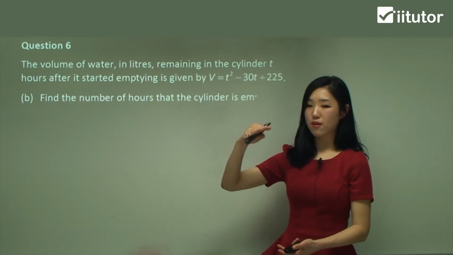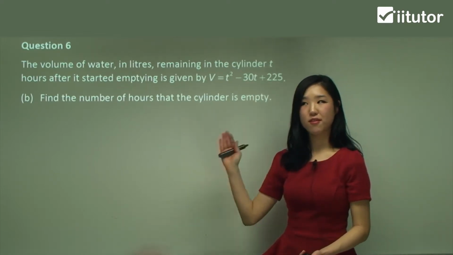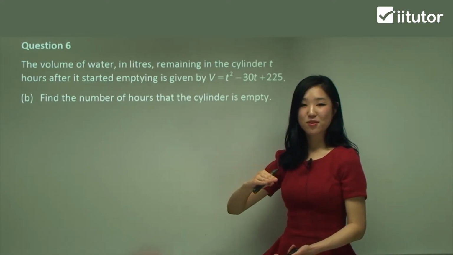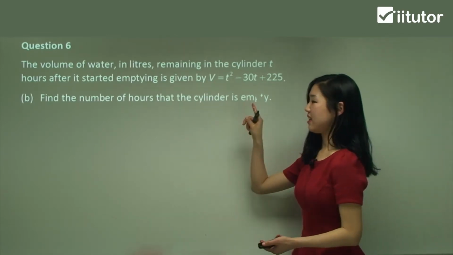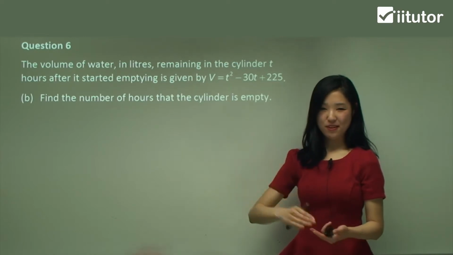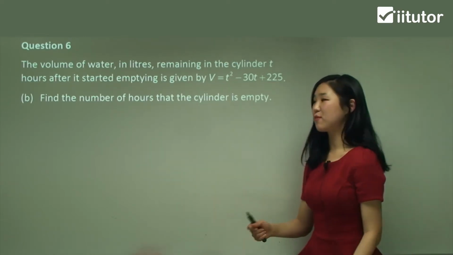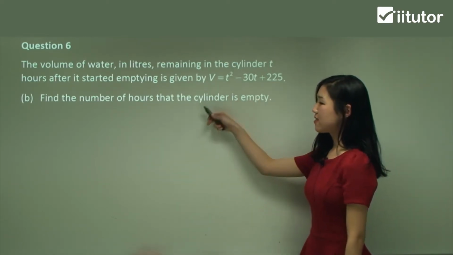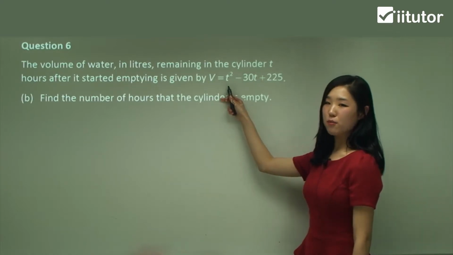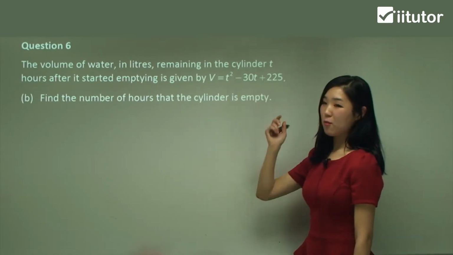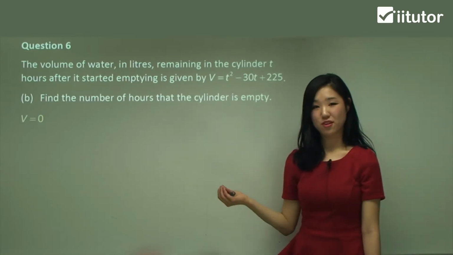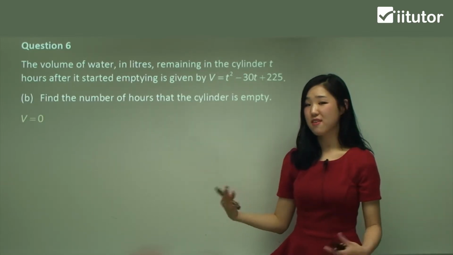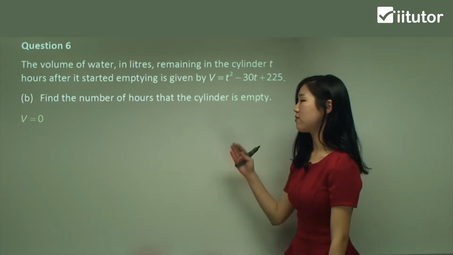Because as I said, the water is slowly draining out, and I want to find the number of hours it takes for there to be no water at all. So in this case, what would the volume be? I want most of you to be able to tell me that the volume is 0 in this question, because when it's empty, there's no water, so the volume is 0.